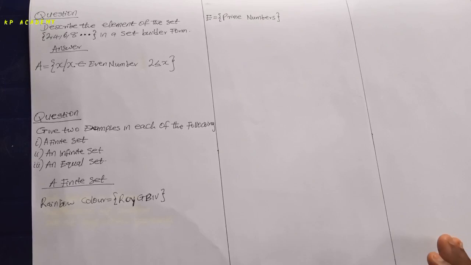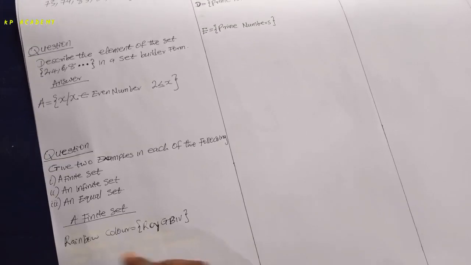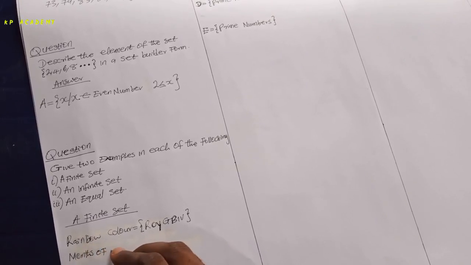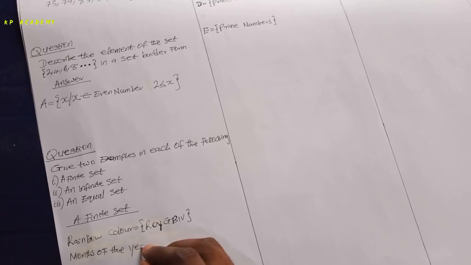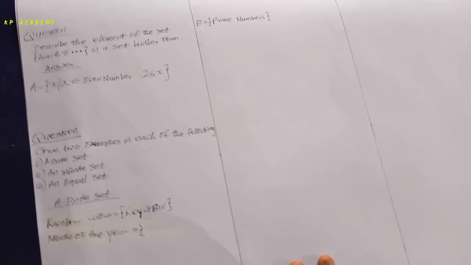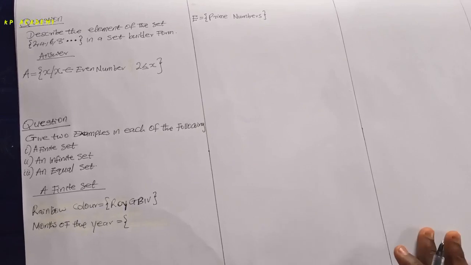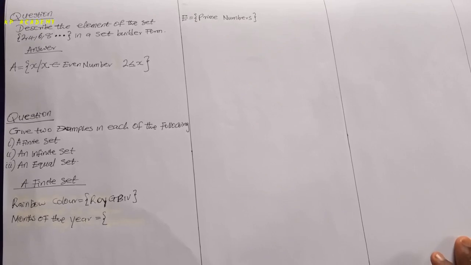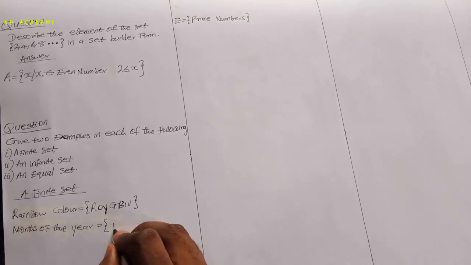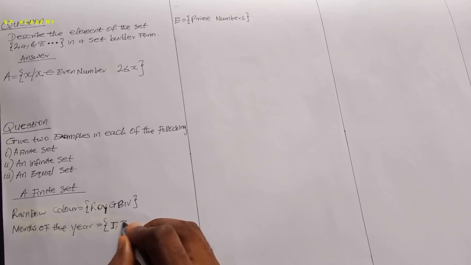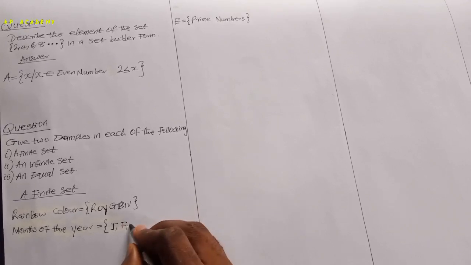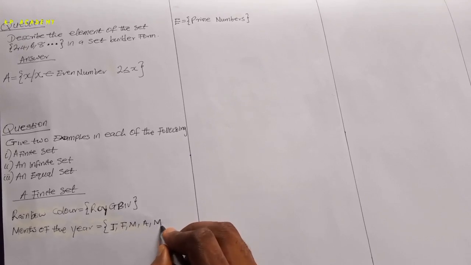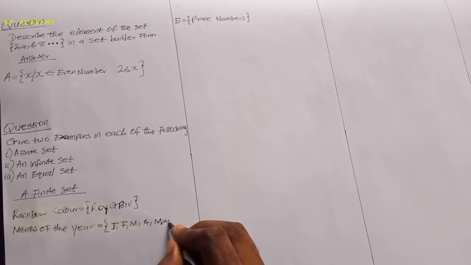Another good example of a finite set is months of the year. Now, when you talk about months of the year, it is also a finite set because we know that there are just 12 months in a year. And we can write them out as January, let's denote it with capital letter J, January, February, March, April, May. So we can use May for this.